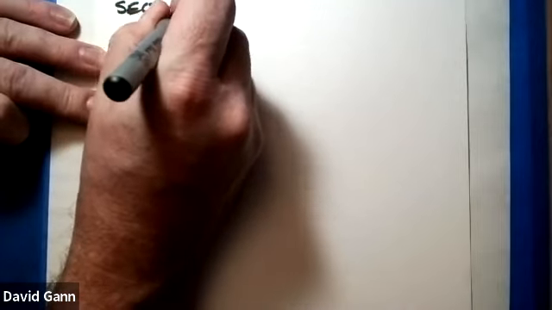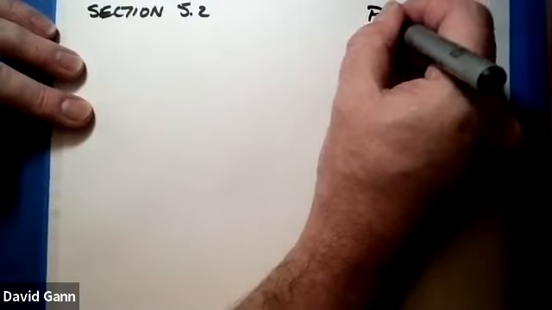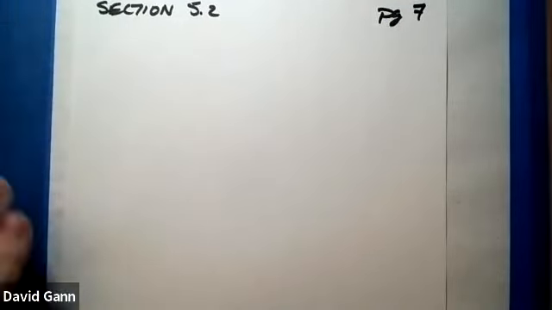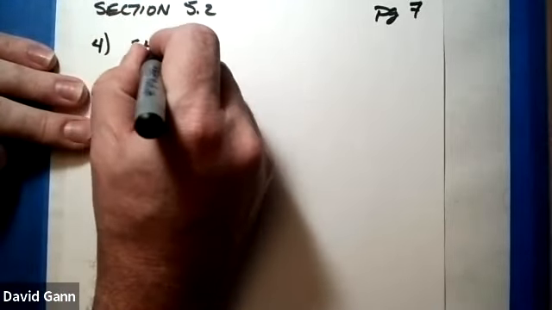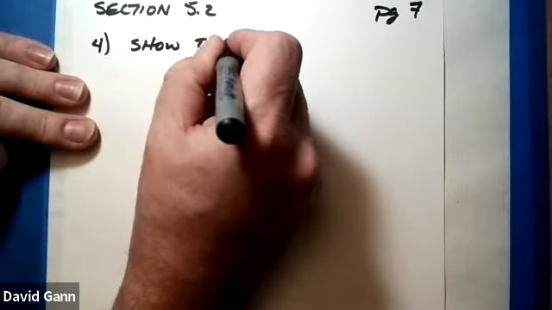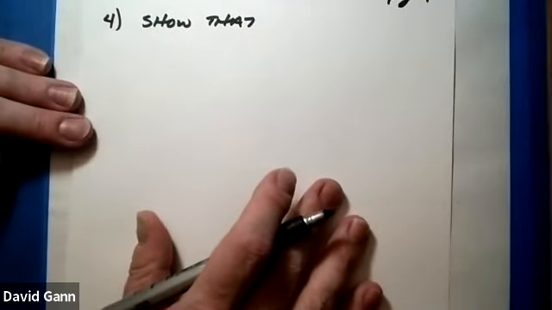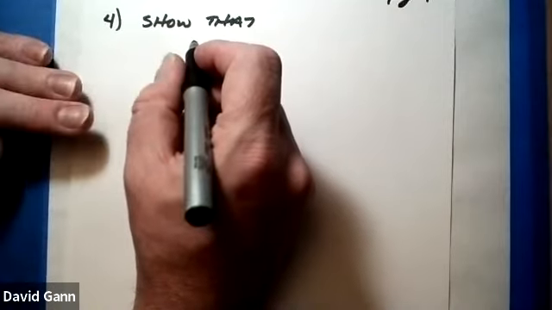this is still section 5.2, and I believe we are now on page 7. So let's just dive right in. This is example number 4. Let's show that the following equation holds, that it is an identity.